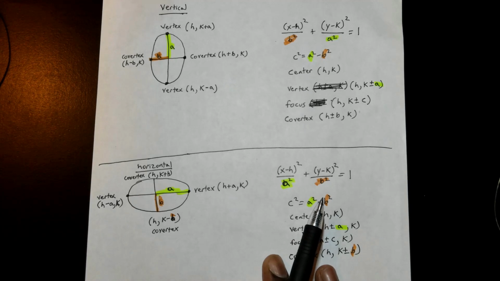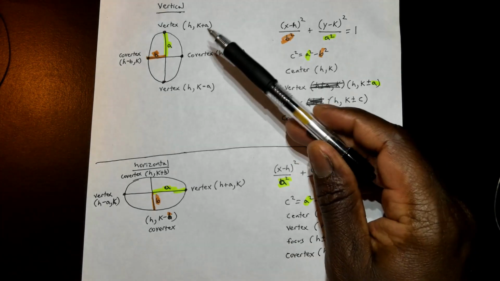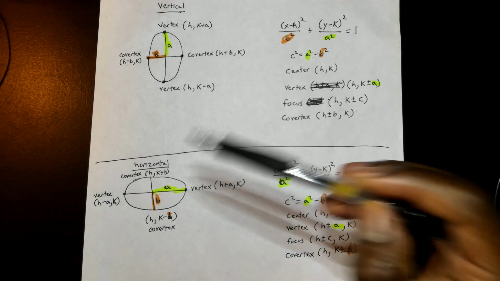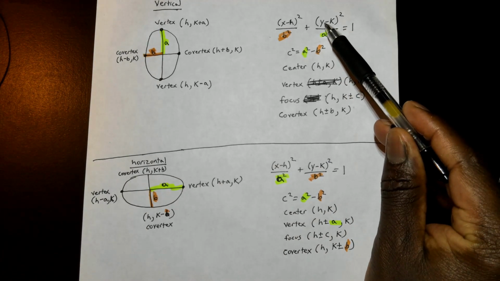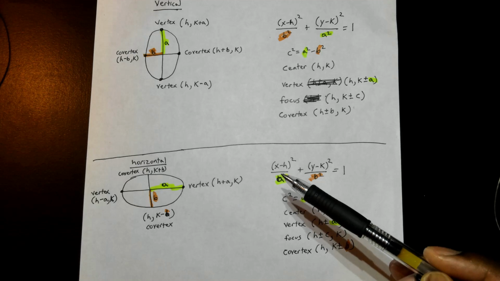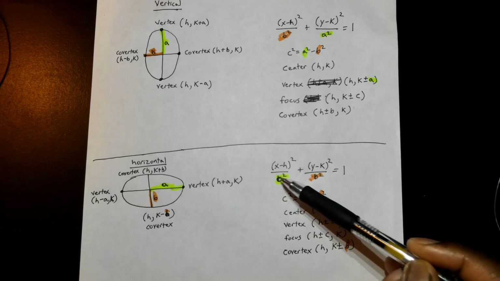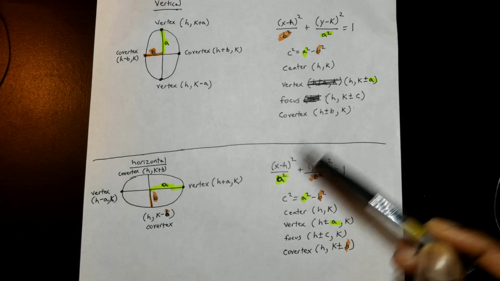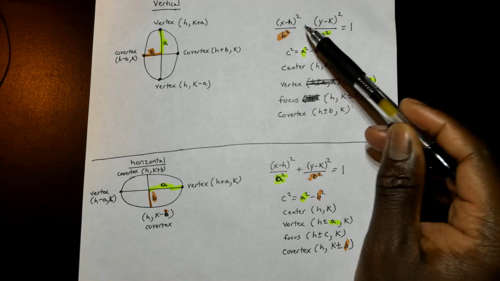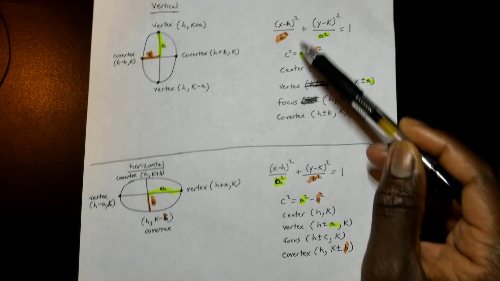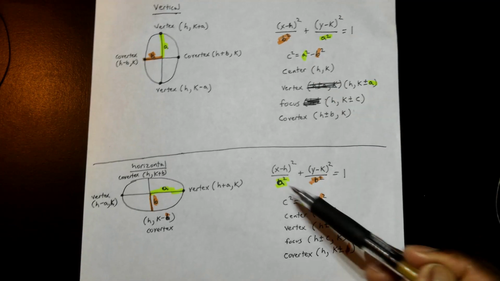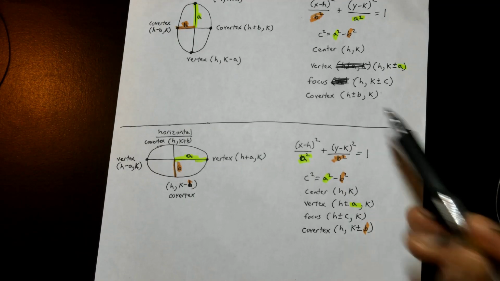So this is what we know so far. An ellipse can either be vertical or horizontal. It's going to be vertical whenever the larger denominator is underneath the y, and it's going to be horizontal whenever the larger denominator is underneath the x. We can find the center just by looking at the number next to the x and the number next to the y. That's going to give us the center, whether it's horizontal or vertical.